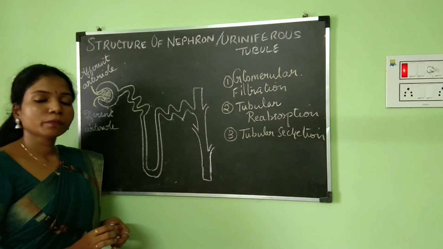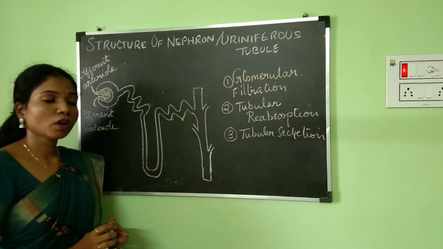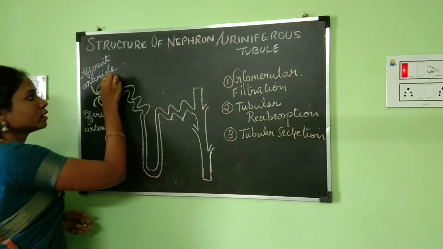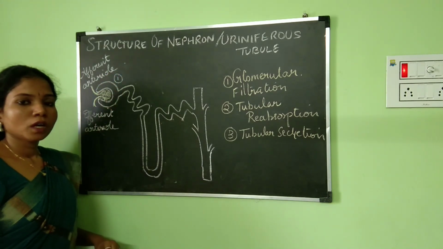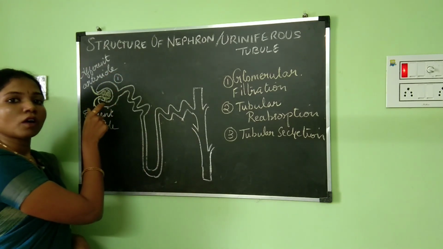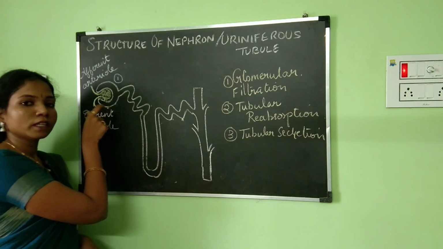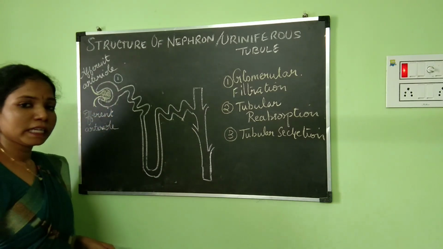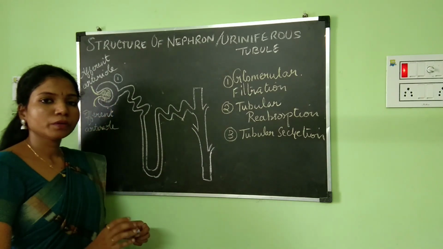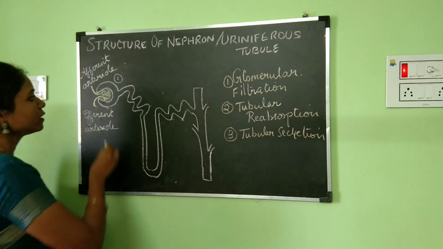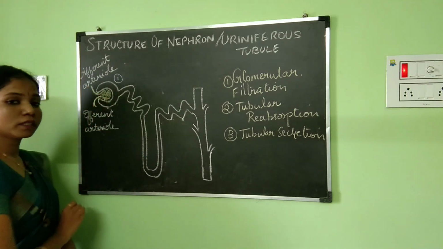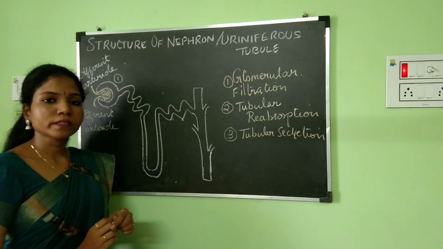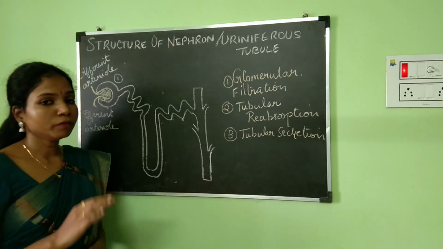So the first step in the process of formation of urine is glomerular filtration. Glomerular filtration takes place in the renal corpuscle. Okay, so the first part of the nephron, you know that, right? It is the renal corpuscle. So here the blood will enter into the nephron through the afferent arteriole, and with the help of the capillaries which are present in the glomerulus, the blood will get filtered.